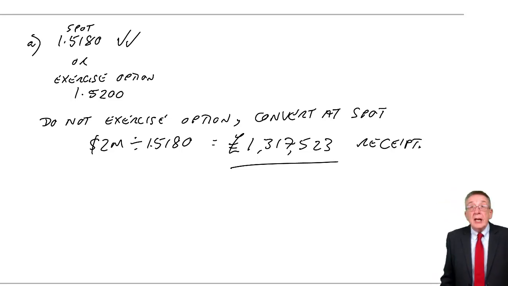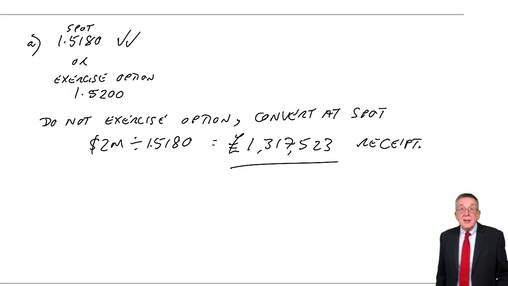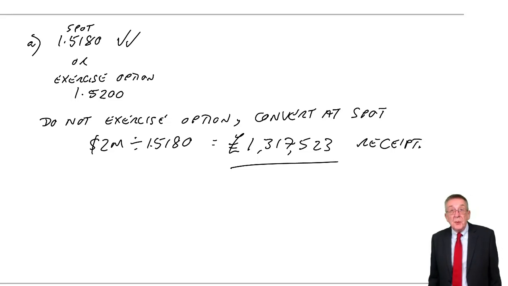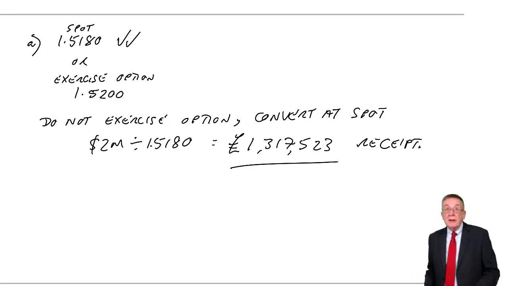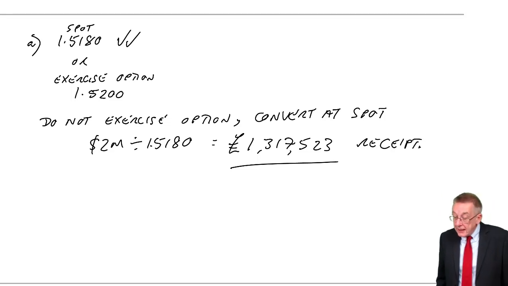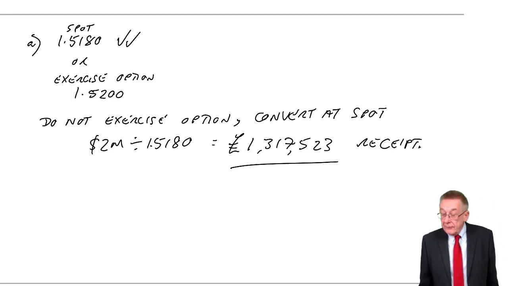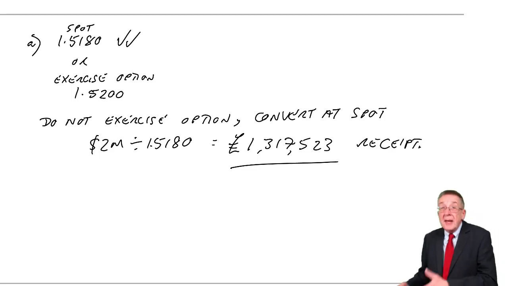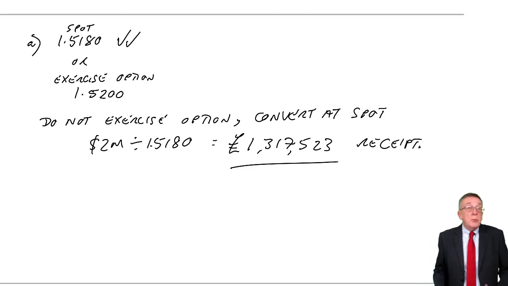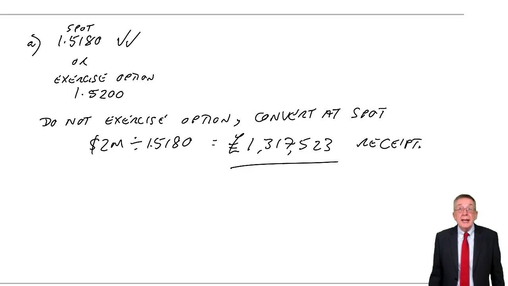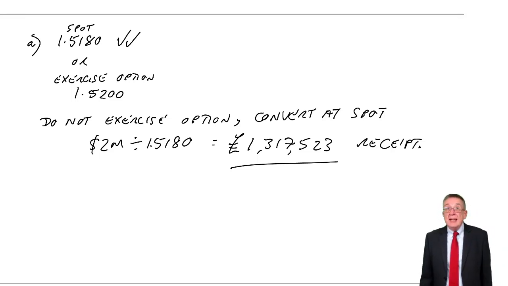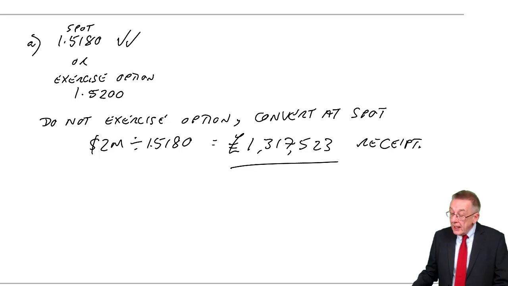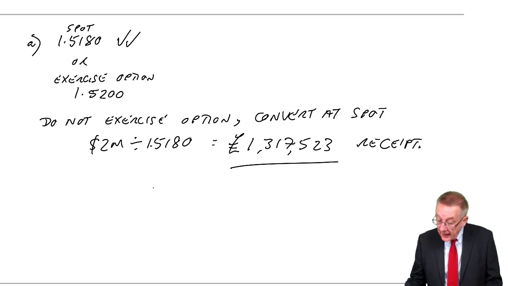If you're unsure, have a go. See what would happen if you exercise the option. You divide by 1.52, you'll end up with a lower receipt. You were better to convert at spot because it had moved in our favour. So we won't exercise the option, we throw it away. But of course, even though we're not using it, we did have to pay the bank a premium.